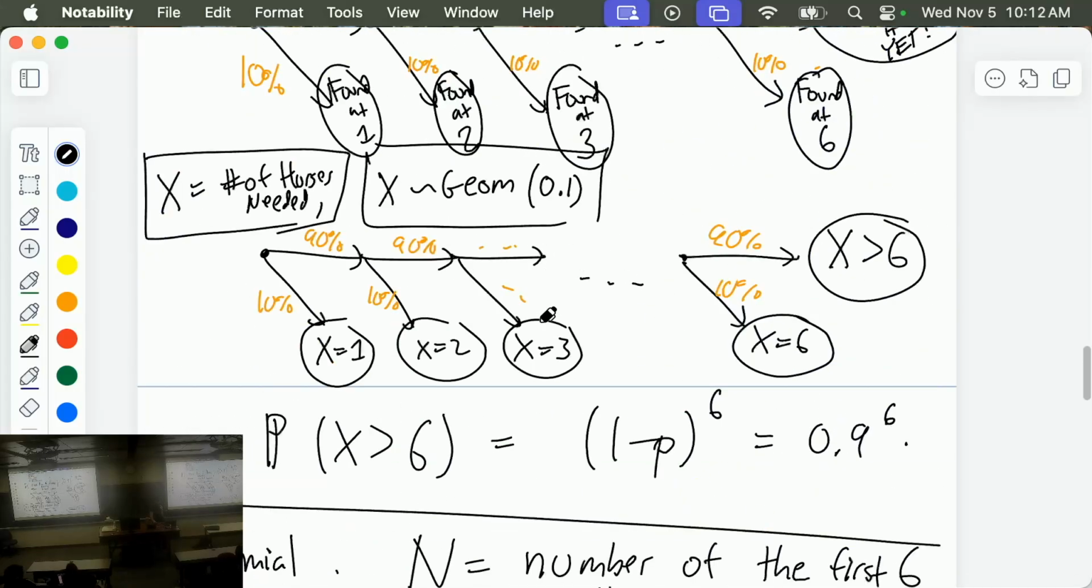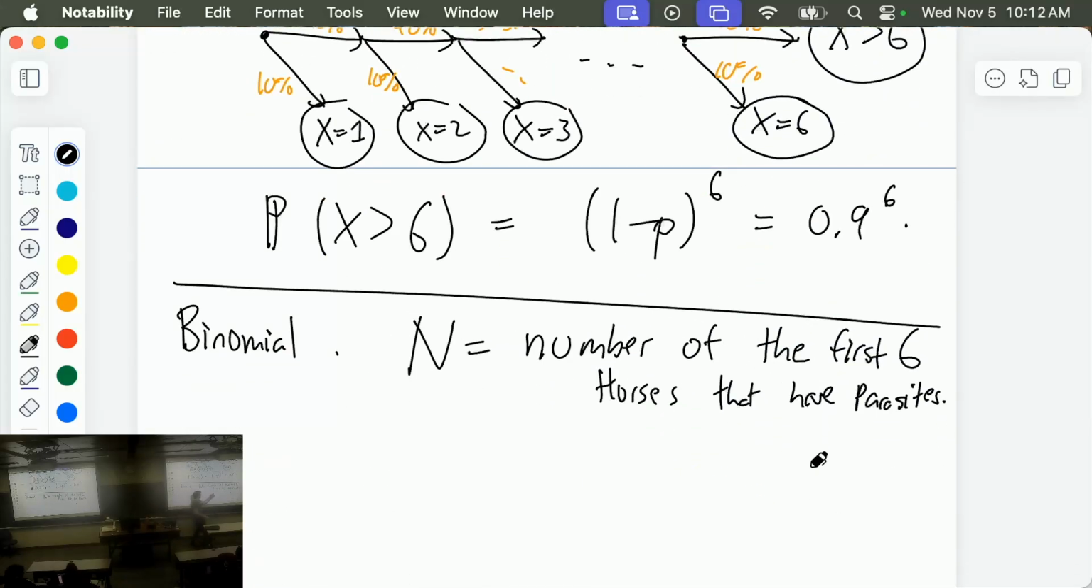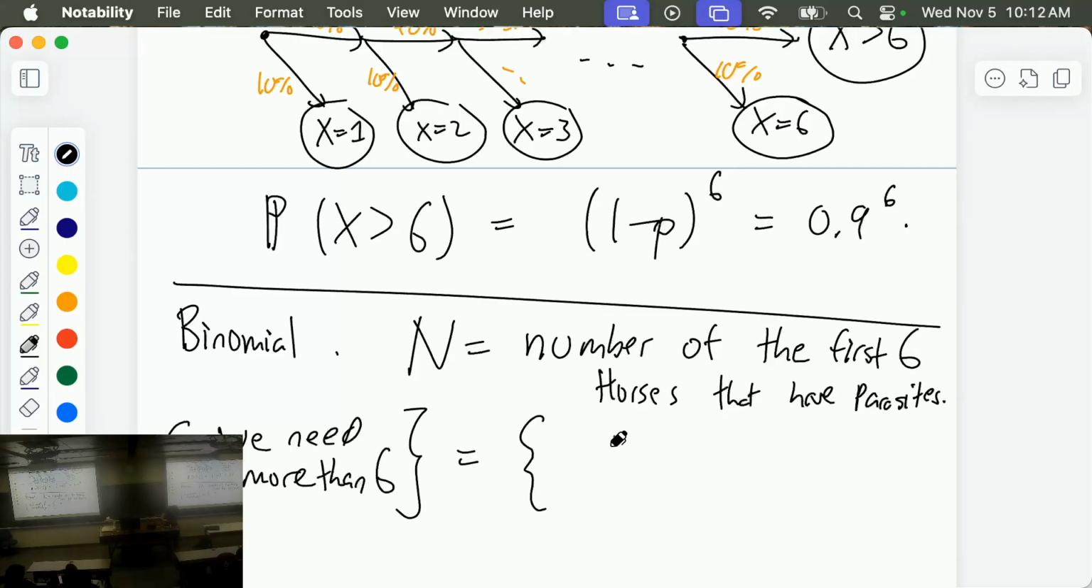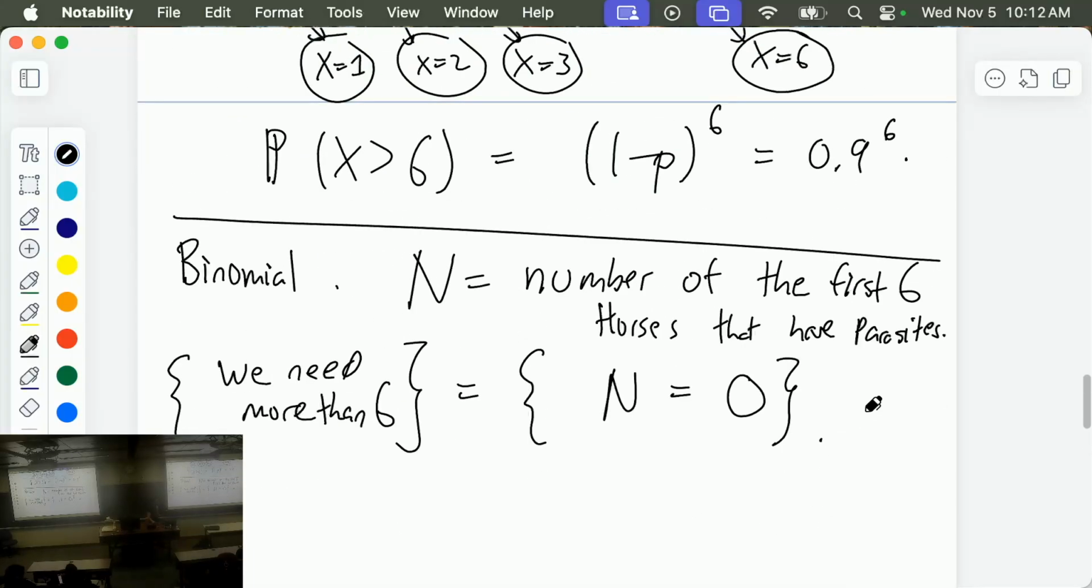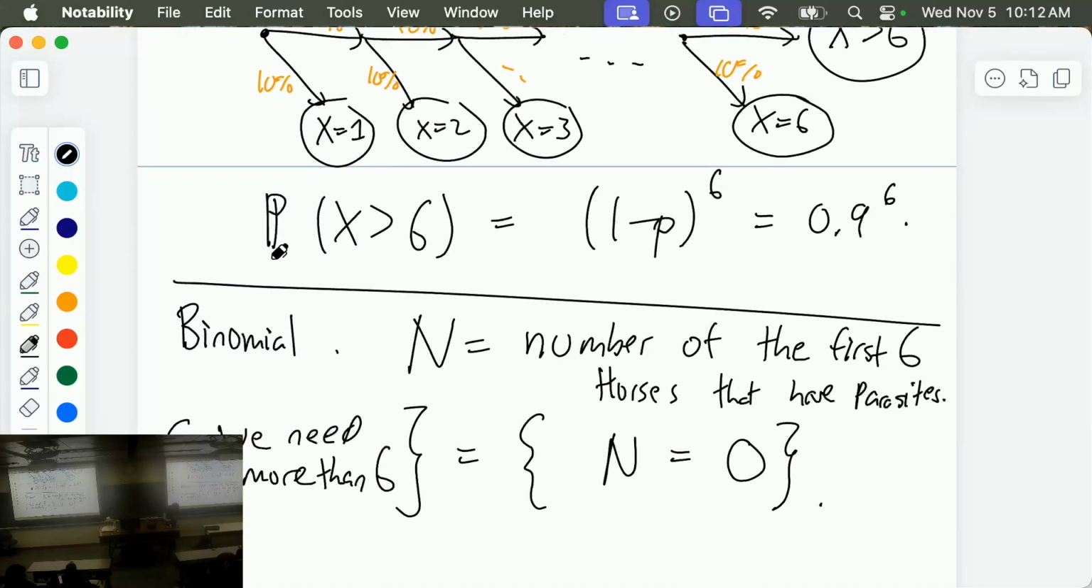If you want to do it a different way, and specifically answer the question over here, you can say N is the number of the first 6 horses that have parasites. Then the event that we need more than 6 becomes the event that N equals 0, right? This is in contrast to what I did, which was X greater than 6. So we need more than 6. That was the event that X is bigger than 6. Writing it in terms of X is more intuitive, but you can do this tricky thing and say, if in the first 6 horses none of them have parasites, then we need more than 6.